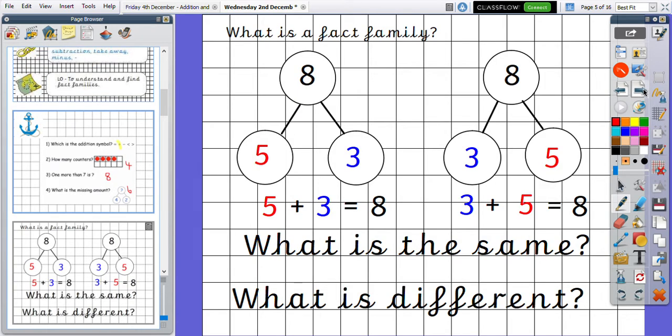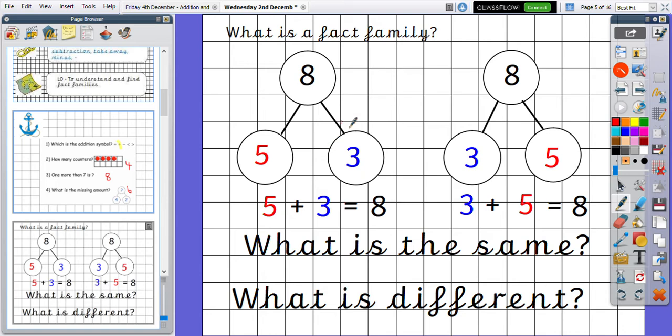Okay then, on to today's learning. What is a fact family? So a fact family are numbers that come together to make number sentences. Okay, so the first fact family we have here is we've got 5, 3 and 8. And we can make a number sentence using those numbers. So the number sentence that I have created is 5 add 3 equals 8. So I've got my two smaller numbers that are added together to make my bigger number, which is 8. Always remember that in an addition question, my biggest number is going to come last.